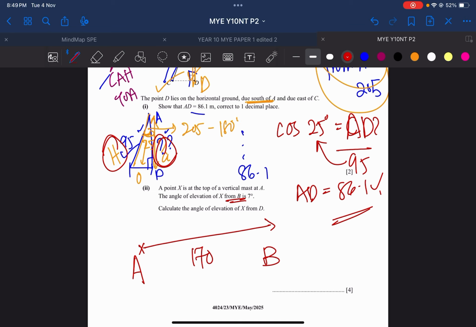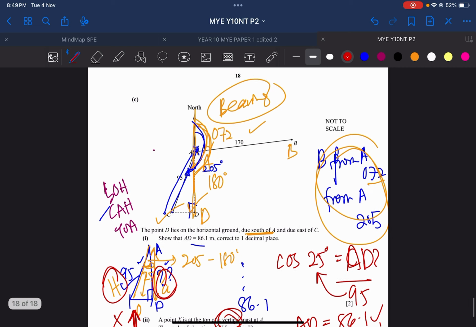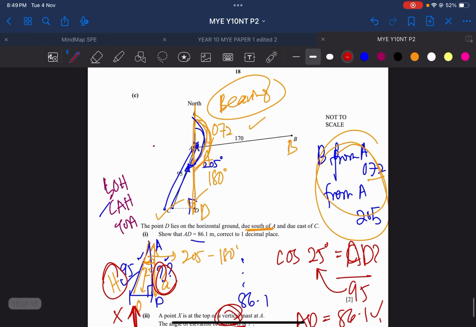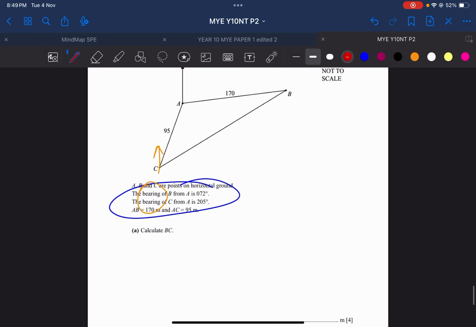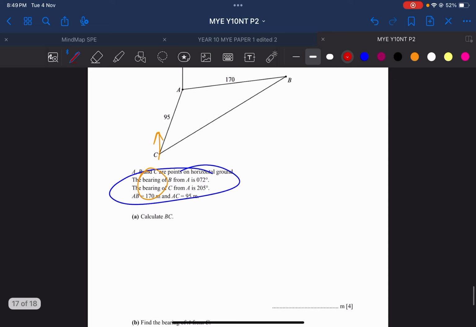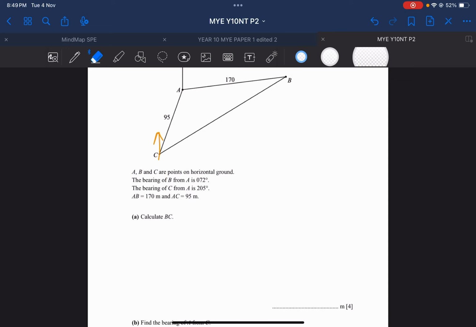Katanya X is at the top, vertical, masa A. Artinya exactly ke atas kan. Kalau vertical, artinya benar-benar ngam atas A. Ini X. Angle of elevation of X from B is 7 degree. Okay, 7 degree. What else do I know? Katanya A bearing.